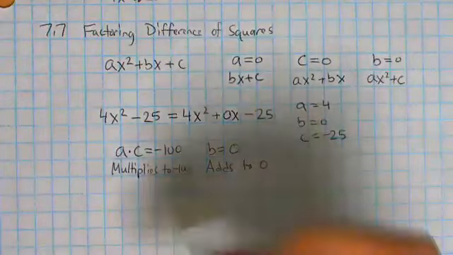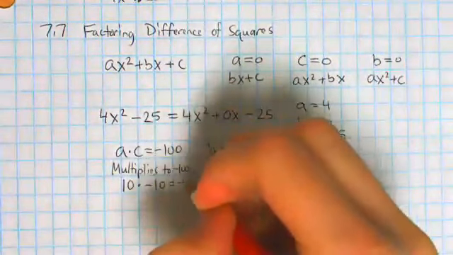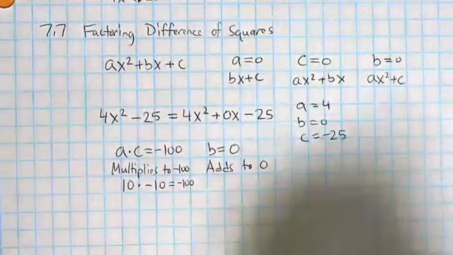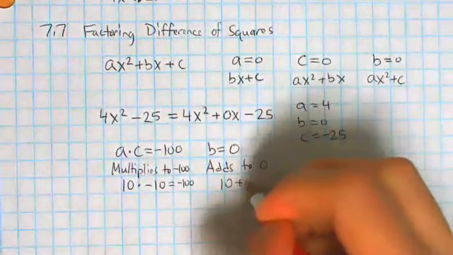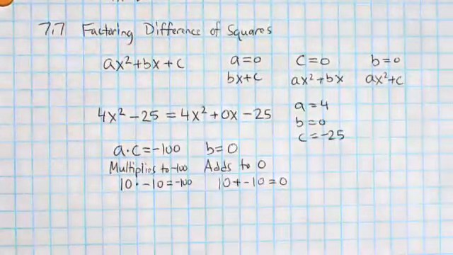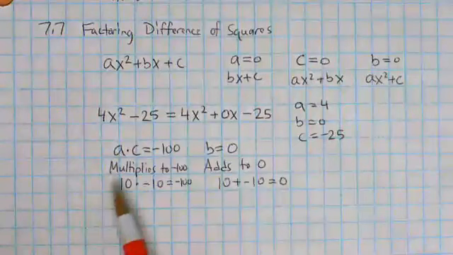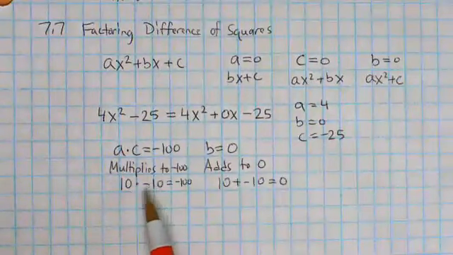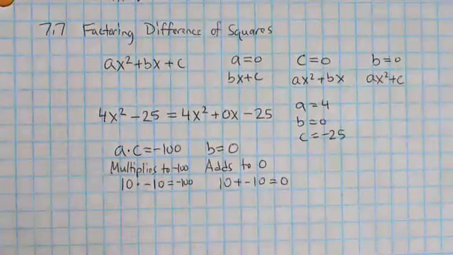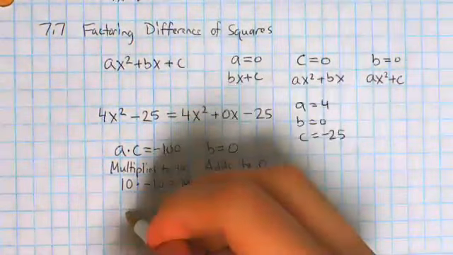But since this is a negative, I can say that 10 times negative 10 equals negative 100. And as should be pretty obvious, 10 plus negative 10 is equal to 0. So when you're going through and doing problems like this, you will always end up with something like this. These two numbers you're going to choose to split your b term with are always going to be the same, just with opposite signs. So now we can go ahead and actually do the factoring by grouping.